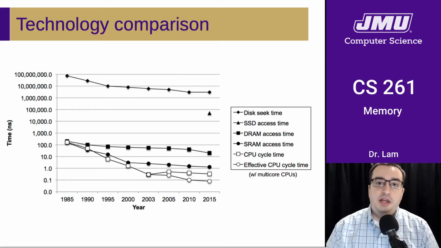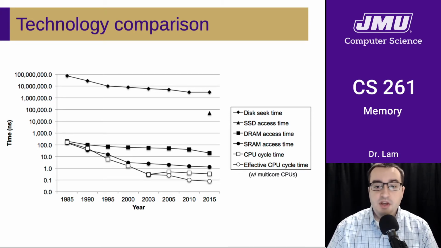Now we'll wrap up by just doing a very brief comparison and discussion of trends. So this is a graph from your textbook that compares the access times. There's a logarithmic scale on the y-axis here, and so you can see the disk seek times are up here, the SSD access time is over here. This was a relatively new technology, so there was only one data point when your textbook authors created this graph.